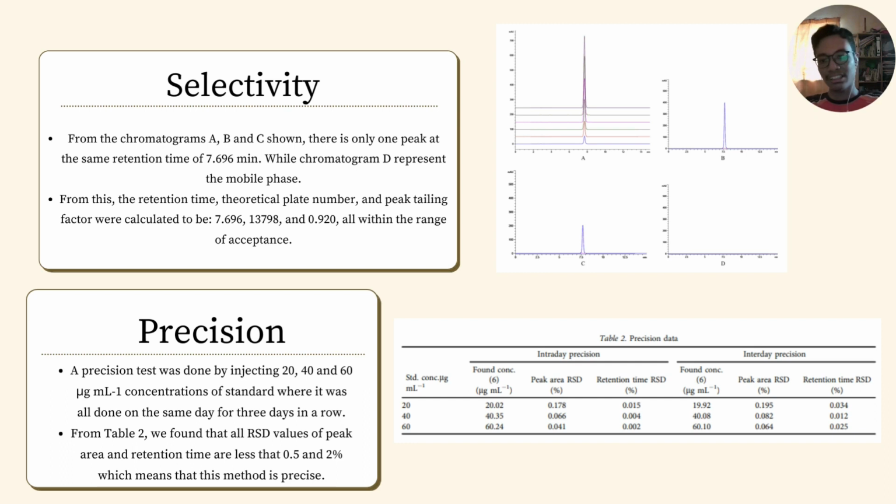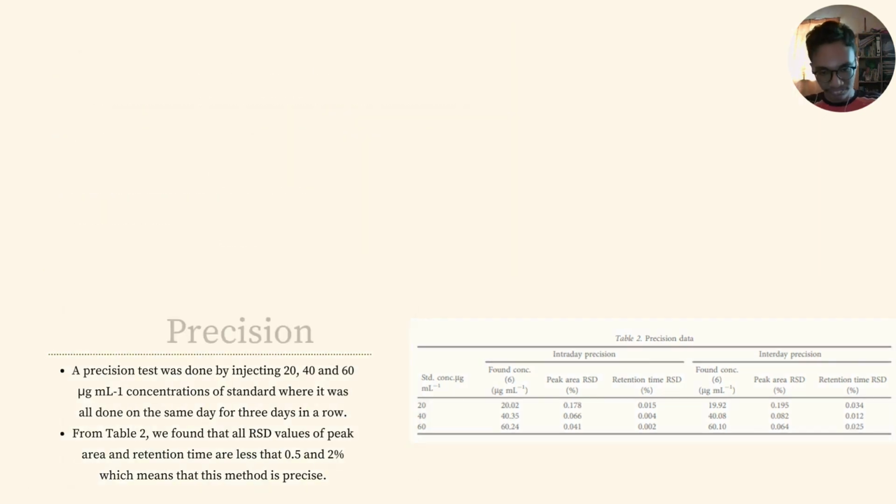Next, we have the precision. A precision test was done by injecting 20, 40, and 60 microgram milliliter negative 1 concentrations of standard, where it was all done on the same day for 3 days in a row. From table 2, we found that all RSD values of peak area and retention time are less than 0.5 and 2%. This means that this method is very precise.